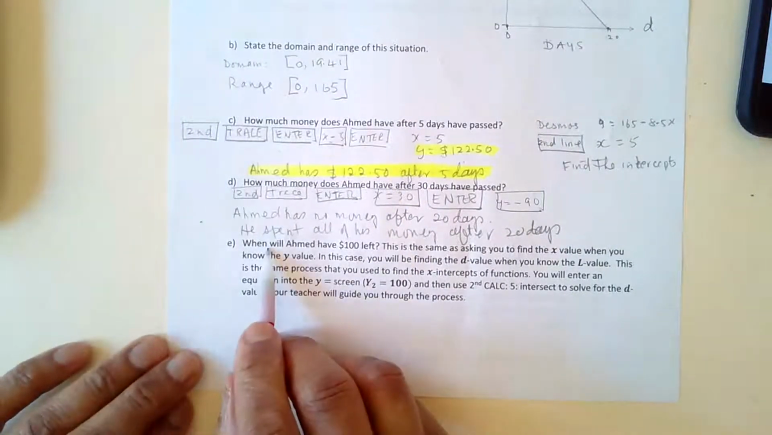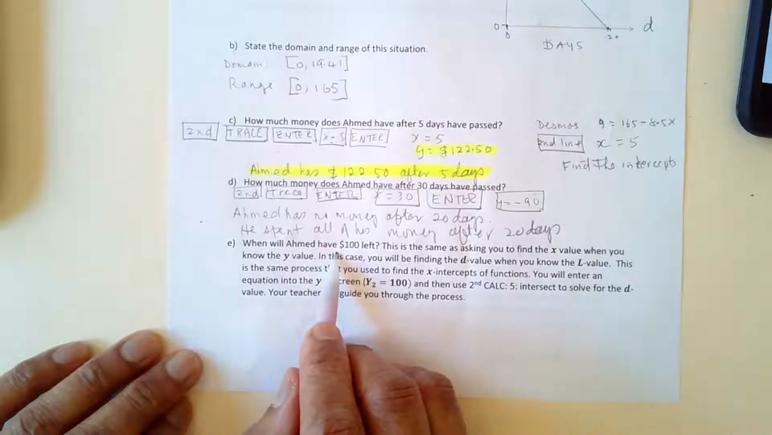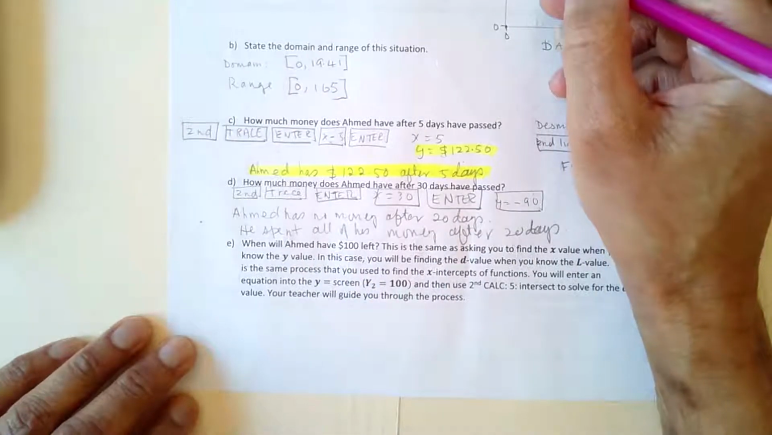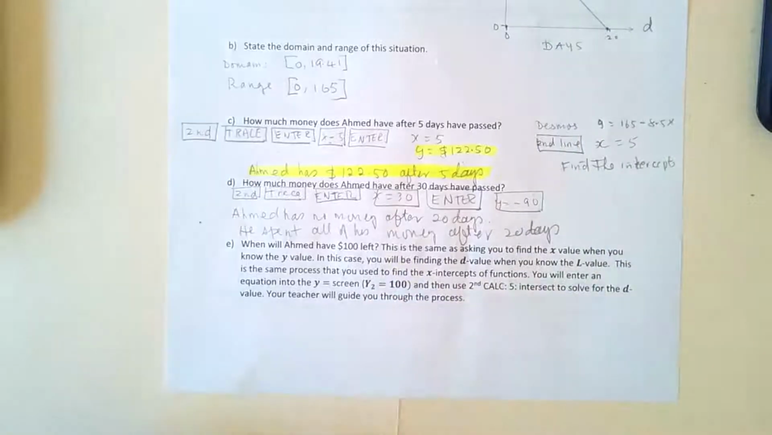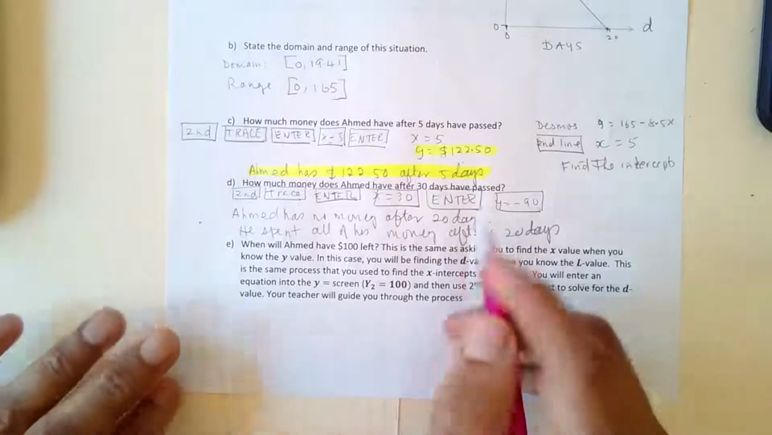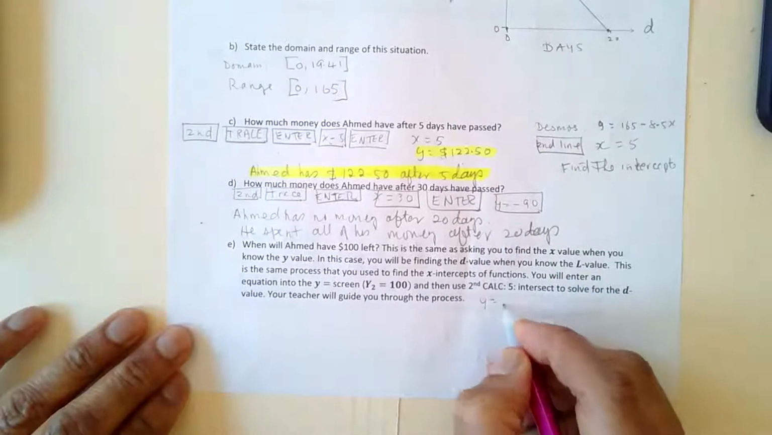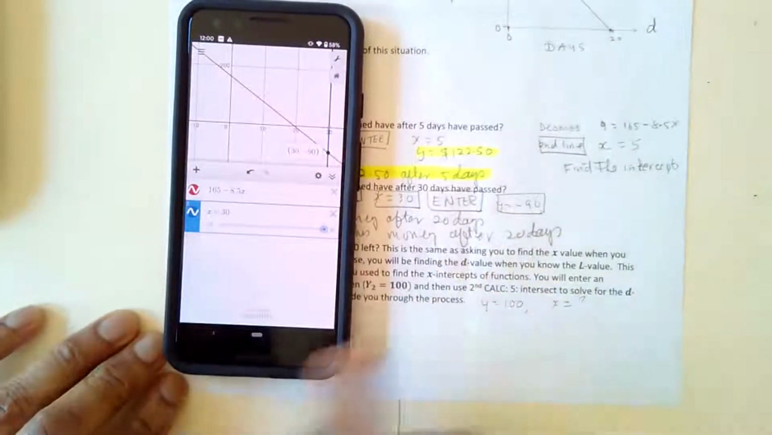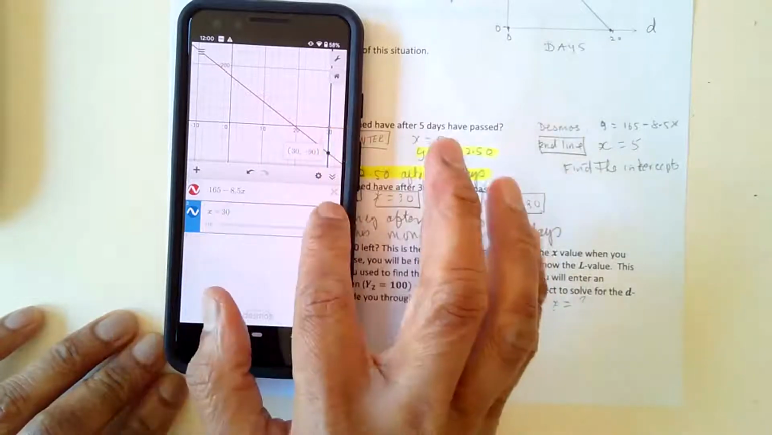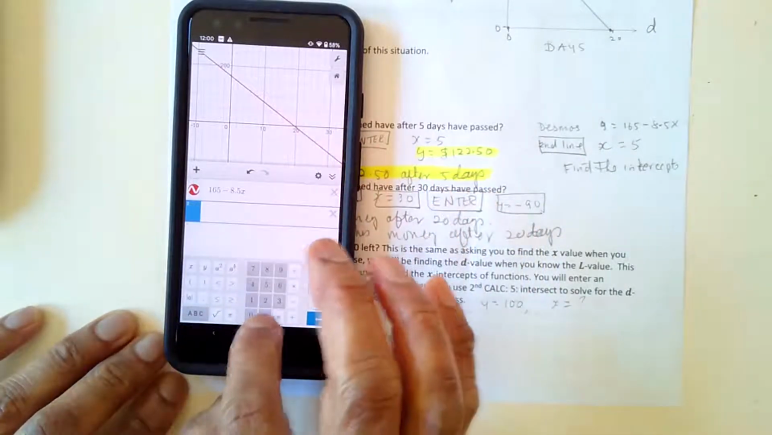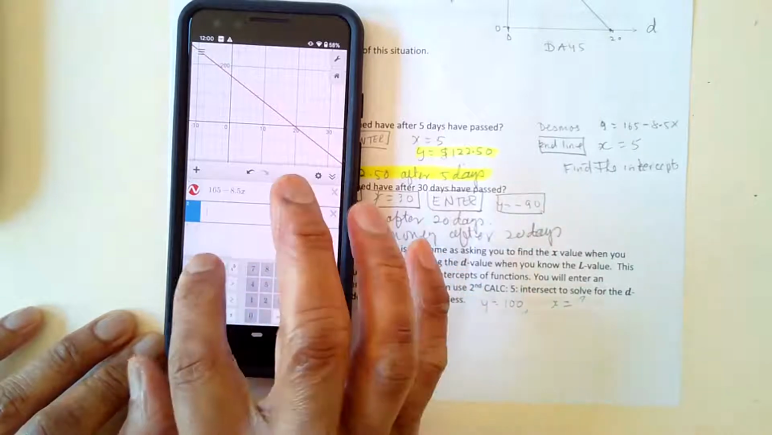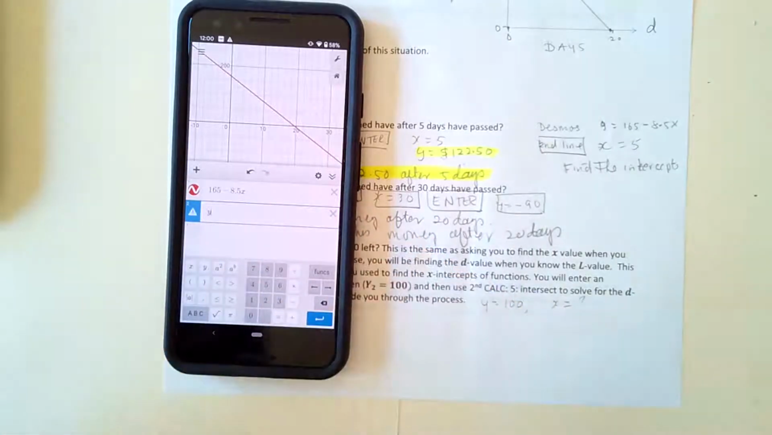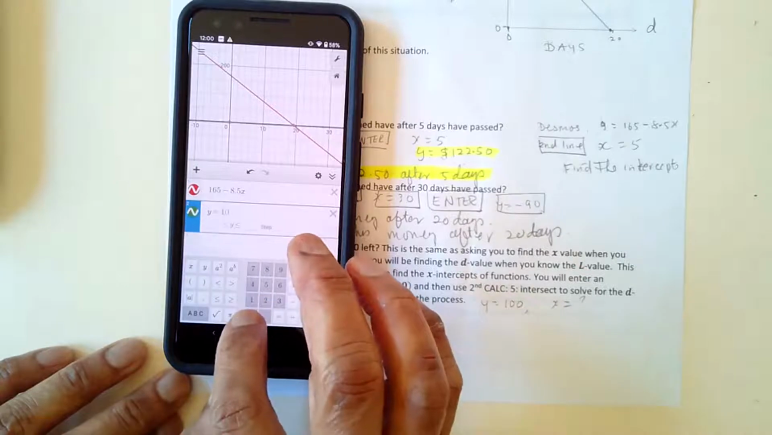The last question: when will Ahmed have $100 left? In other words, what day? Now here's your y, right? Your y is 100. What is your x? Now it's doing the reverse. So y is equal to 100. What is x? Now we go to Desmos. So now in this case, we have 100, so I'm going to remove that. Y now is 100. In the previous one, we knew x now is 100.